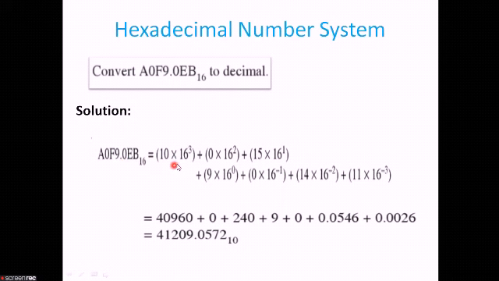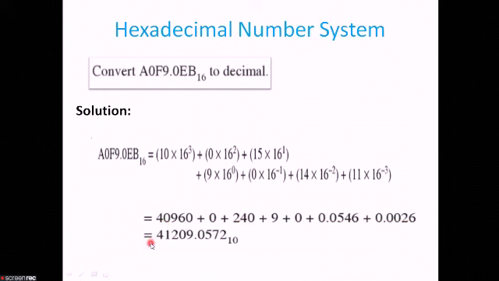Just multiply it like this. So it will be 10 into 16 to the power 3 plus 0 into 16 to the power 2 plus 15 into 16 to the power 1, then plus 9 into 16 to the power 0. After that the point will start, that is 0 into 16 to the power -1 plus 14 into 16 to the power -2 plus 11 into 16 to the power -3. So the result is 40960 plus 0, why? Because it is multiplied by 0. Plus 240 plus 9 plus 0 plus 0.0546 plus 0.0026.